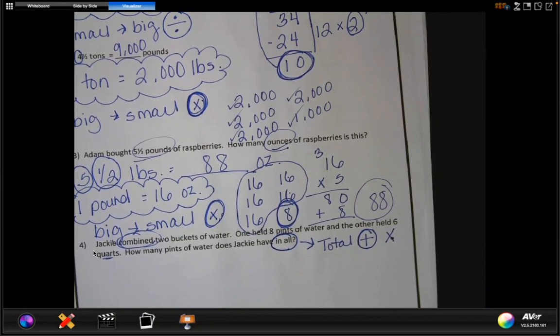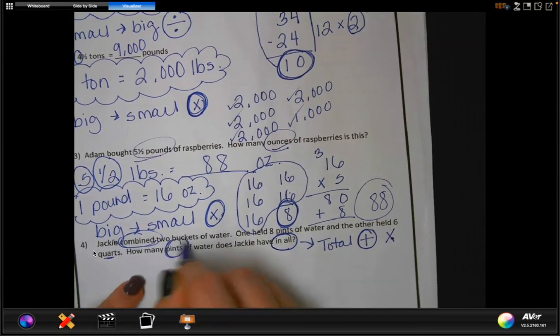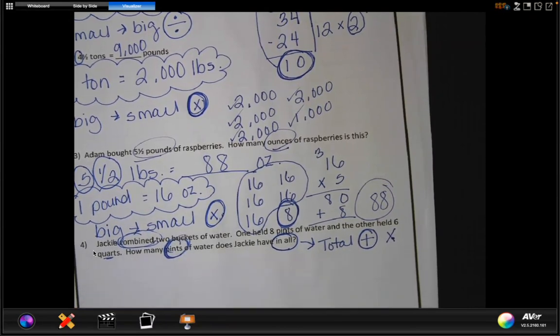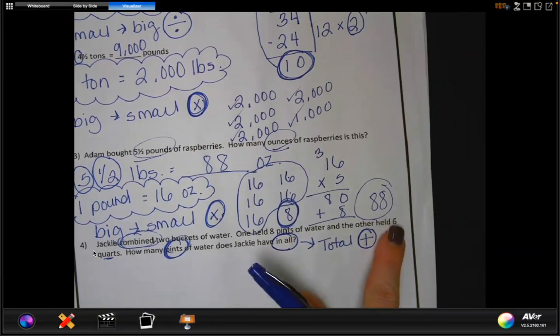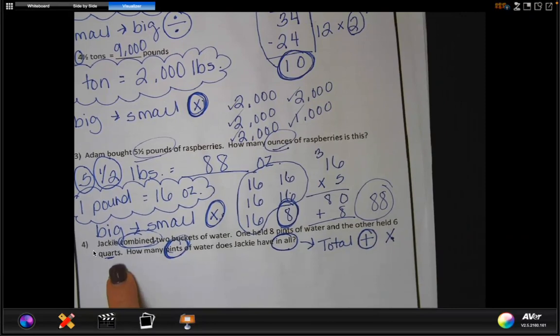Now, look at the question carefully. You don't get to pick what the units are going to be. The question actually tells us. It says, how many pints of water does she have in all? That means all of our units need to be converted into pints. So 1 bucket has 8 pints of water, that one's good to go. The other one has 6 quarts of water. That one is not good. We need to convert those quarts into pints.